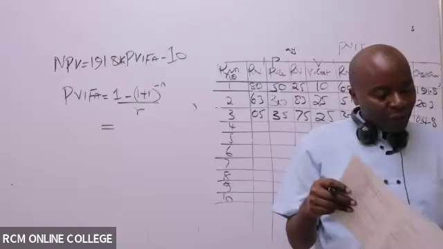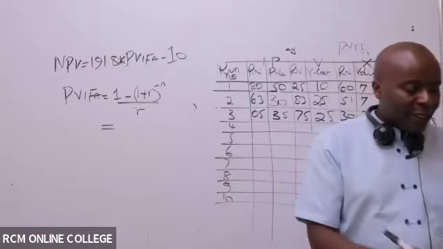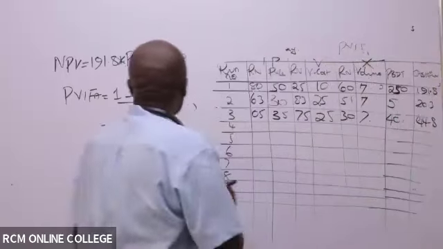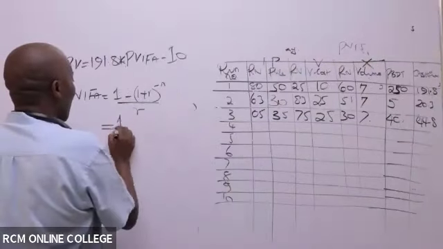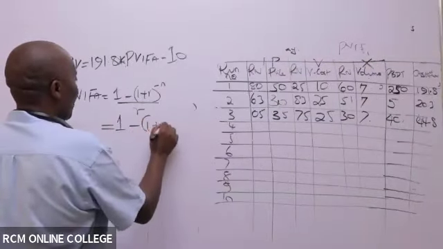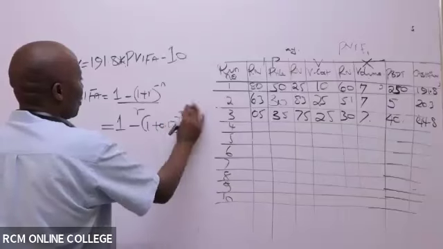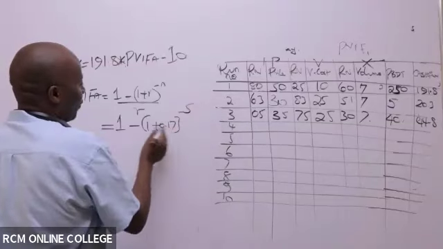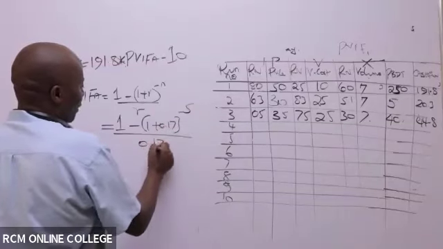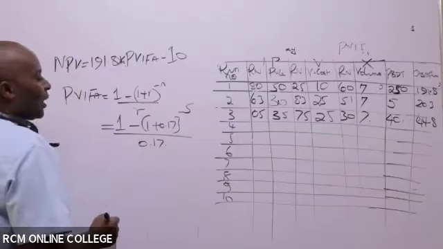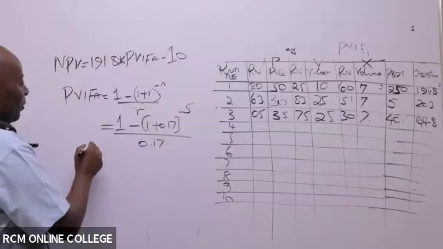The cost of capital is given as 17%, isn't it? Yes, 17%. So this PVFA will be 1 minus (1 plus 0.17) raised to the project's useful life, -5, all over R, which is 0.17. Is there somebody who can give me this PVFA?